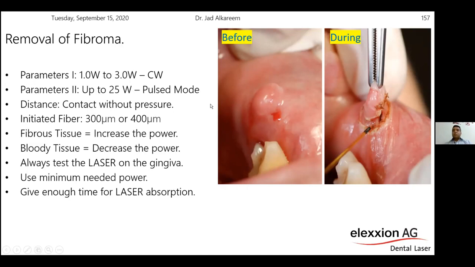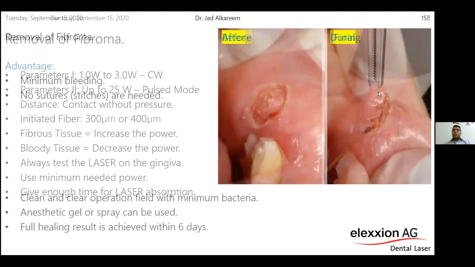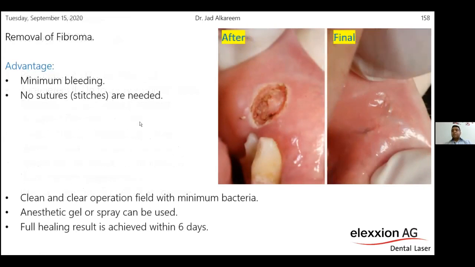So this is the picture before, during, and here is the final result after 6 days. You can see that there is no bleeding at all. There is no need to do any stitches or any sutures. The type of anesthesia used was plain, only gel anesthesia. No need to inject anesthesia into the tissue.